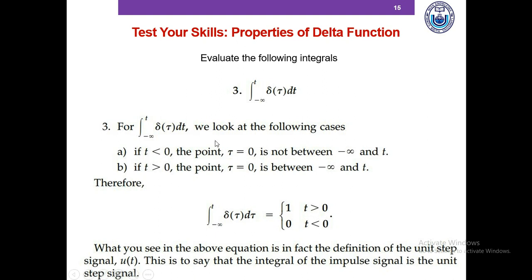And similarly, if t is greater than 0, the range must contain the delta function, so the integral includes the delta function and the delta function alone, which is why it is equal to 1. So we end up with this. If t is less than 0, we get 0. If t is greater than 0, we get 1. So for t less than 0, the integral limit will not contain the impulse function, and for t greater than 0, the integral limit will in fact contain the impulse function.